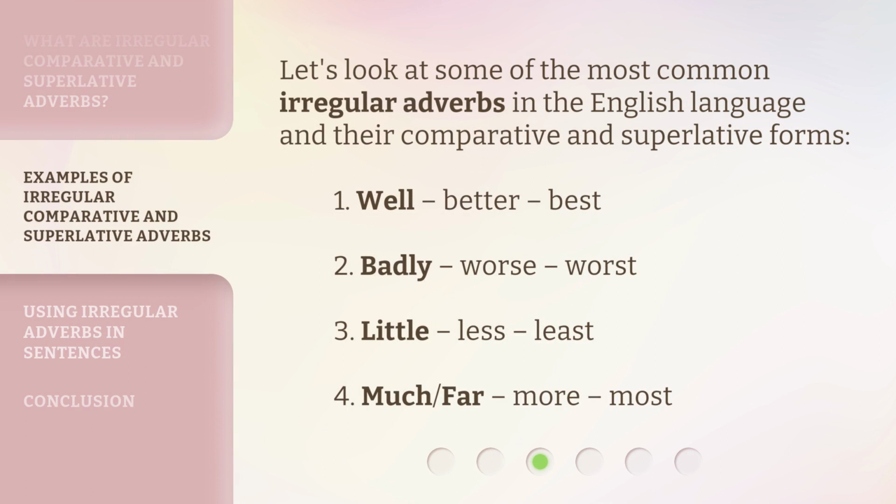Let's look at some of the most common irregular adverbs in the English language and their comparative and superlative forms. 1. Well, better, best. 2. Badly, worse, worst. 3. Little, less, least. 4. Much, far, more, most.